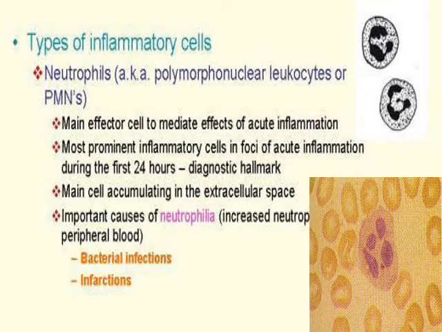What are the types of inflammatory cells? Inflammatory cells include neutrophils, which are called polymorphonuclear leukocytes, the main effector cell to mediate the effect in acute inflammation. They are the most prominent inflammatory cells in foci of acute inflammation during the first 24 hours. It is a diagnostic hallmark, the main cell accumulating in the extracellular space. Important causes of neutrophilia are bacterial infection and infarction.